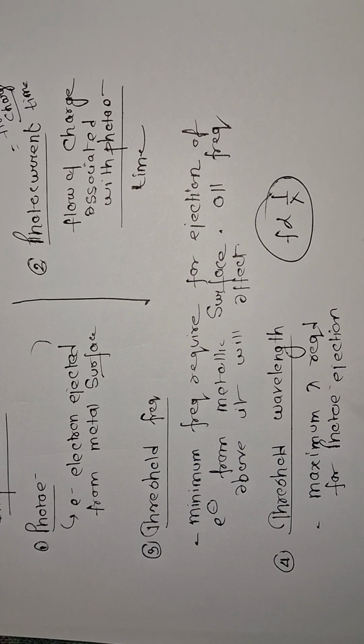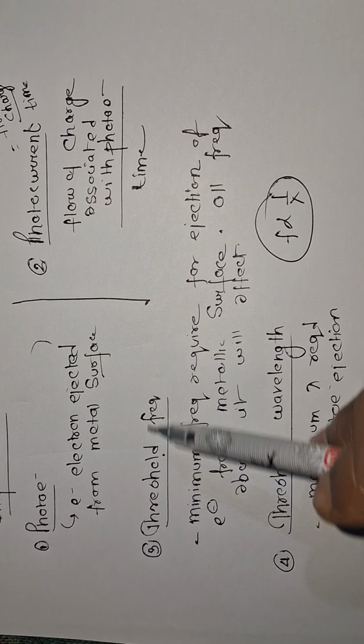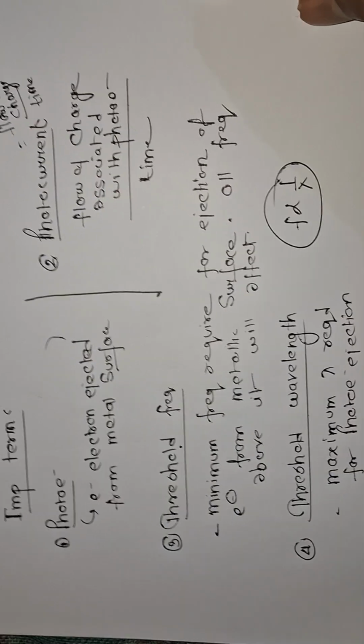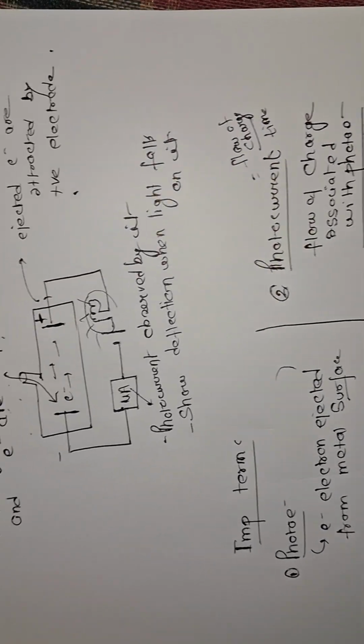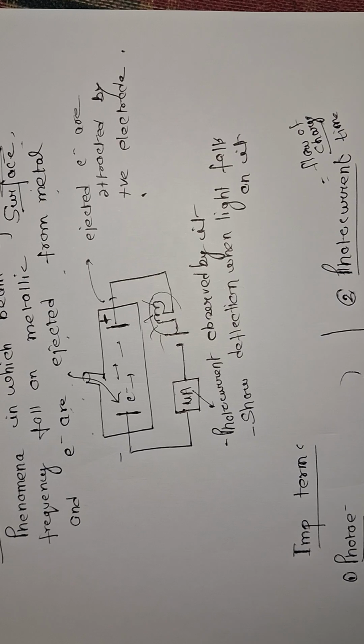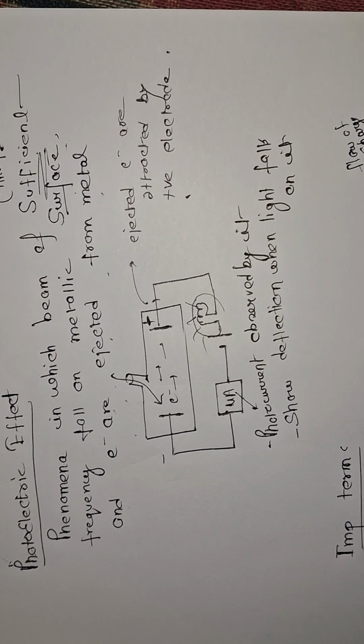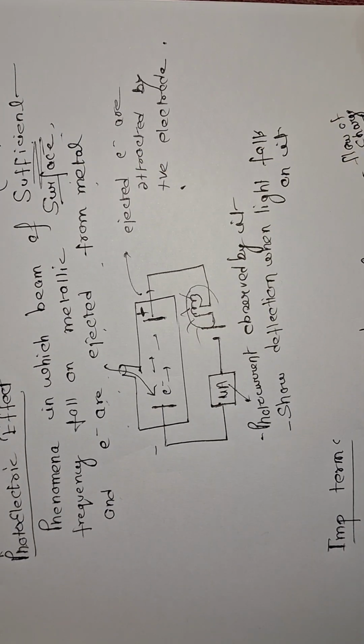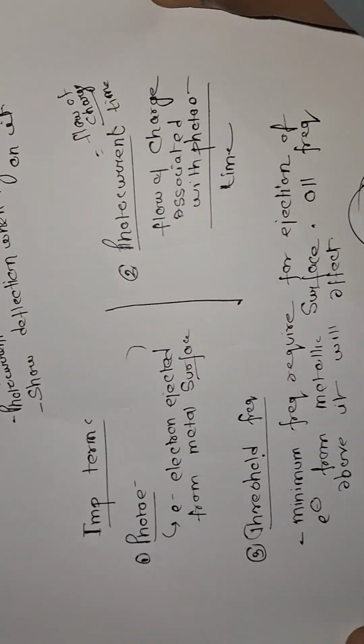Okay, number three is that we will be studying the threshold frequency. Now, what does threshold frequency mean? As I have explained, we need to make the incident light at a sufficient frequency. There is the sufficient frequency. Now the sufficient frequency, I have explained this. Here we'll be understanding this threshold frequency in detail.